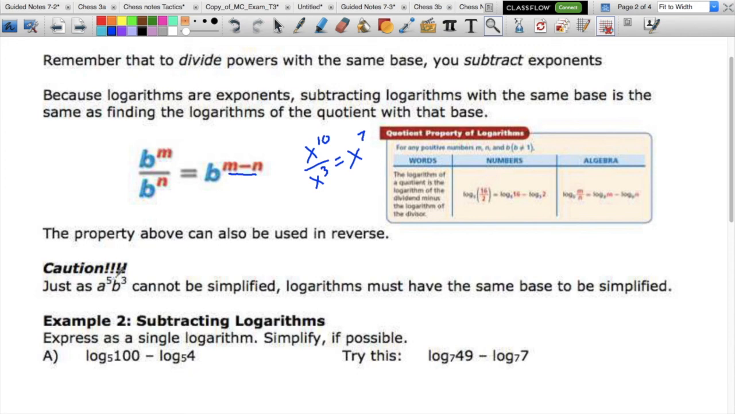See how I got 8 to the 5th and b to the 3rd? That means nothing as far as, there's no simplifying you can do there. So they have to be the same base.